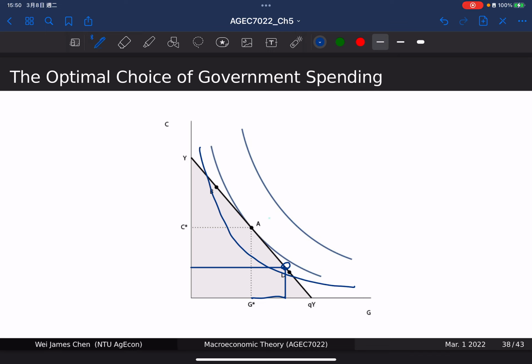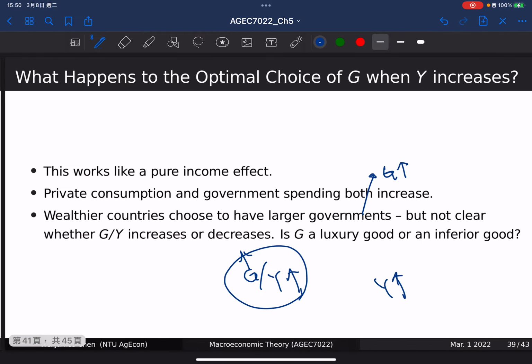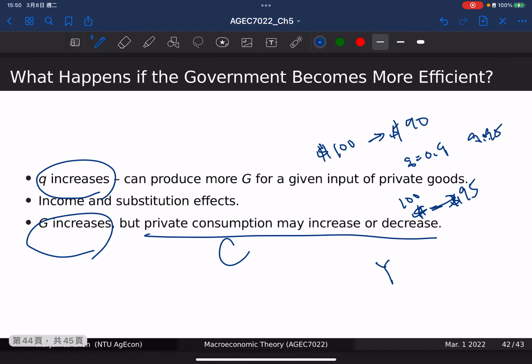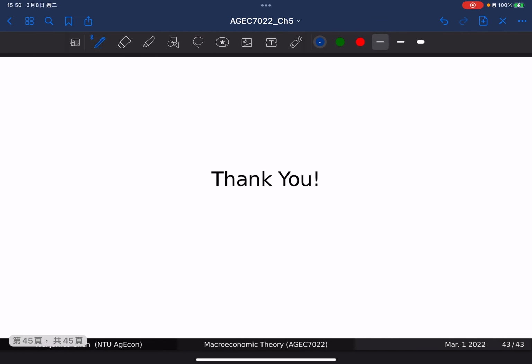There we don't have this kind of problem, but here there's a problem. So in the perfect world, the government can choose the optimal level of consumption and government spending. Okay? That's it for today.